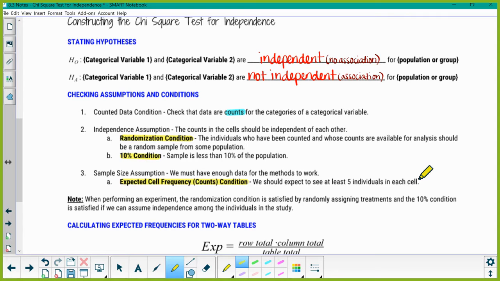And one thing to remember again, now that we are dealing with a not necessarily an experiment, but I do still like to put it in here because we do have some type of two-way table. They often can satisfy the randomization condition by randomly assigning treatments, and we can assume independence among the individuals in the study. Now, that's different from the independence overall of the test, because that's between the variables. The independence for the 10% condition is just us saying that each person stands alone. One result does not necessarily affect another person.